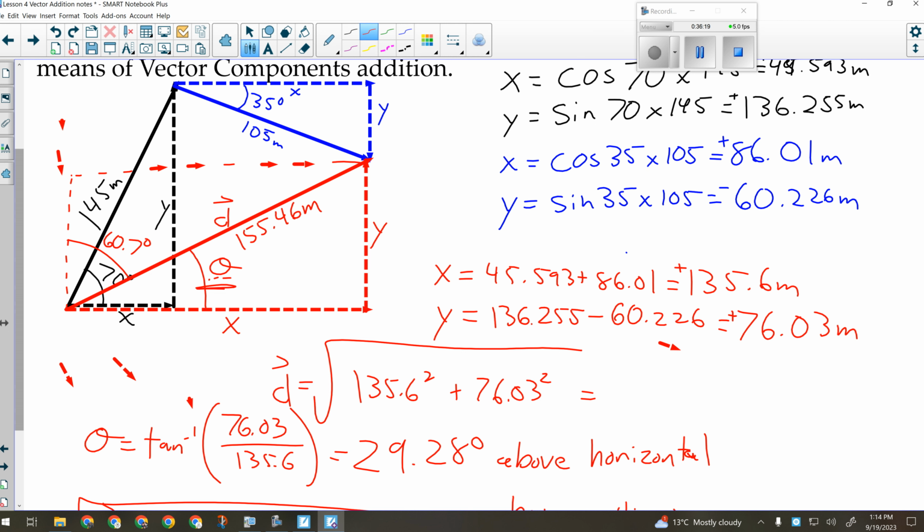Draw the diagram. Label all the x's and y's. Calculate all the x's and y's. Get your resultant triangle. That means add the x's and add the y's. Use Pythagoras, do trig. Six steps every time. Always the same six steps. It doesn't matter how many vectors you get. It's always the same six steps. You just have more vectors to calculate the x's and y's of.